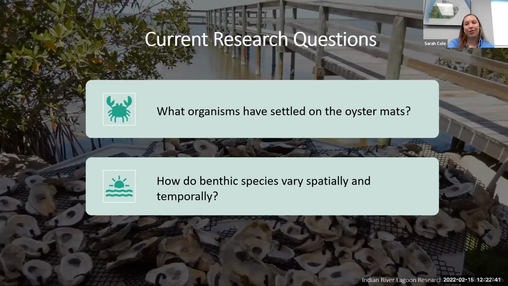So our current research questions for this study are similar to what Morgan talked about before, just bringing it down here. So looking at what organisms have settled on the mats that we put out, as well as how do these benthic species vary spatially and temporally. So how does this change through time? How does this change depending on our dock location?